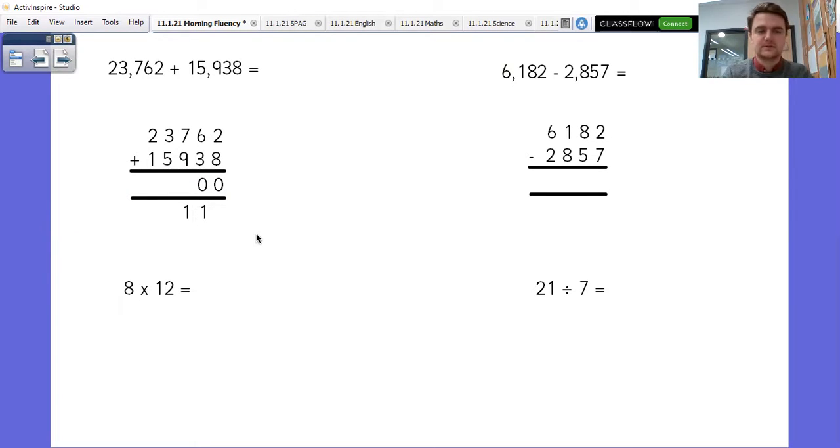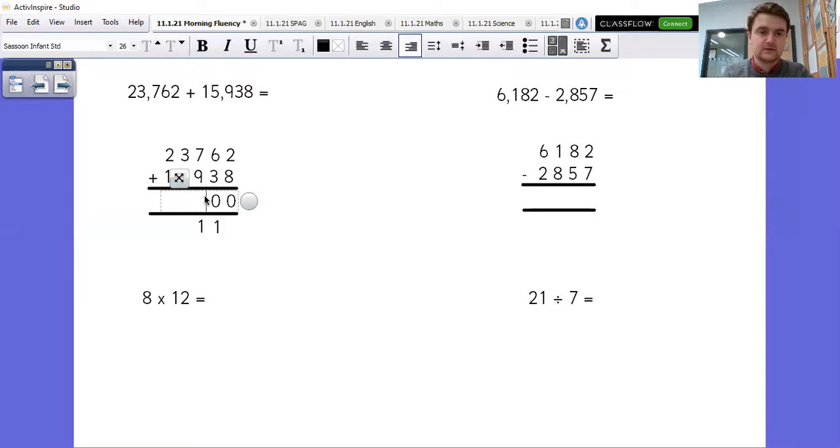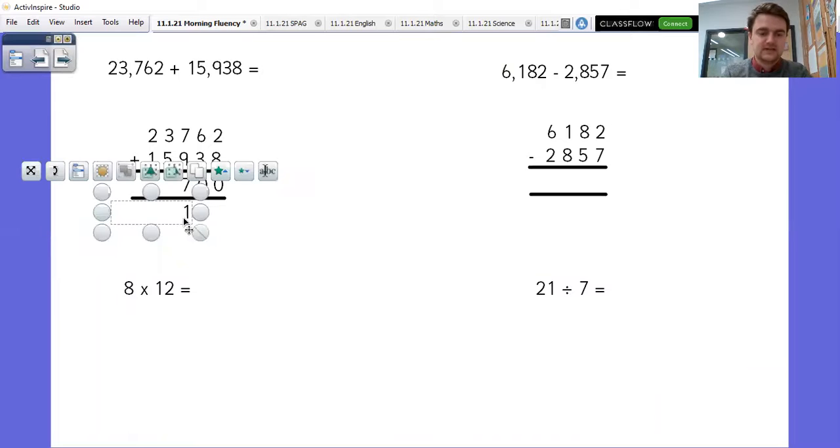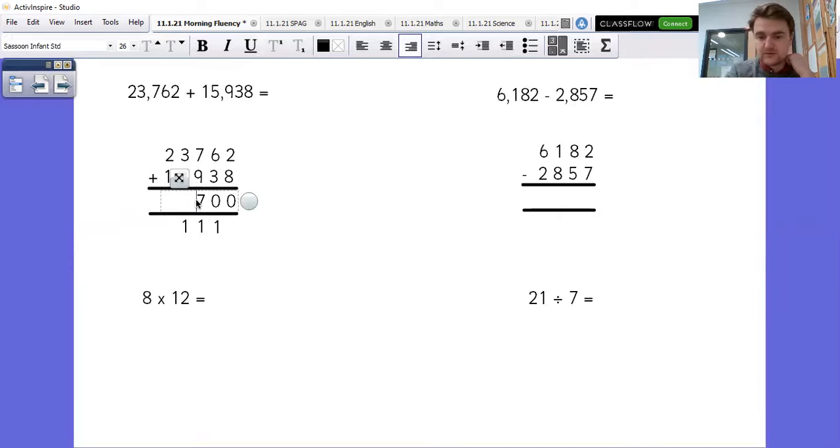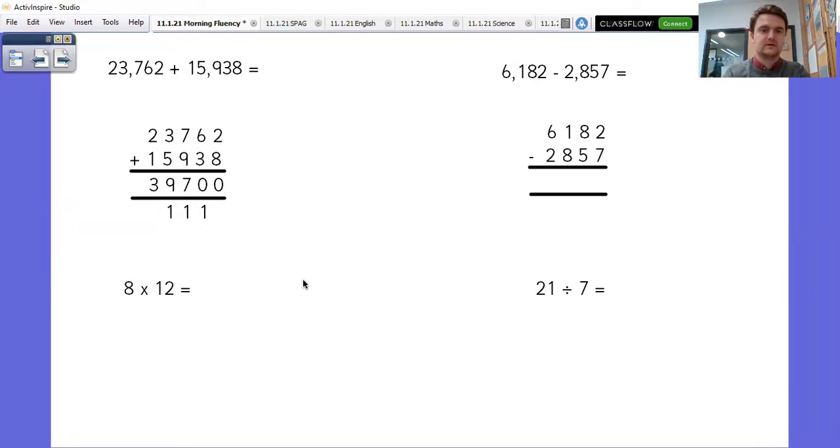700s plus 900s gives me 1600s, plus the extra 1 gives me 1700s. So I'm going to put the 7 there. I'm going to exchange 10 hundreds for 1,000. 3,000s plus 5,000s give me 8,000s, plus the extra 1 gives me 9,000s, and then 2 10,000s plus 1 10,000 gives me 3 10,000s. So 39,700, a nice pleasingly round number.